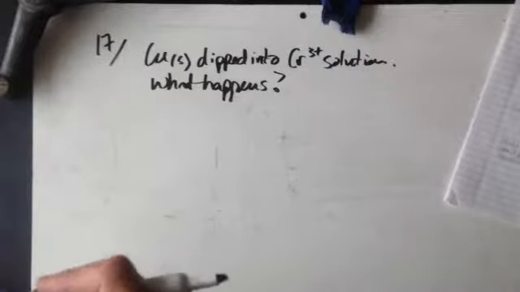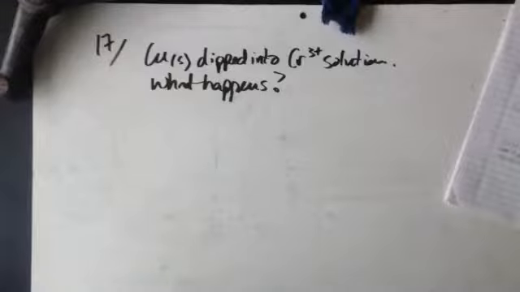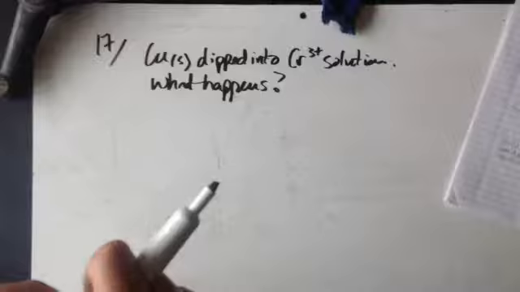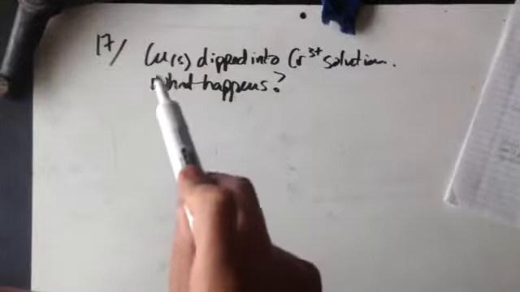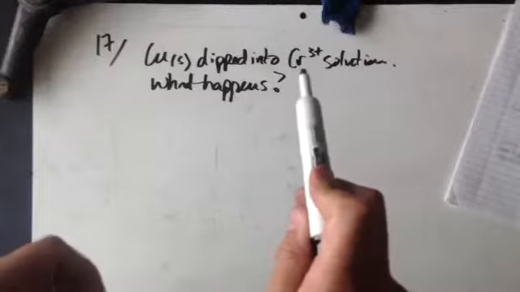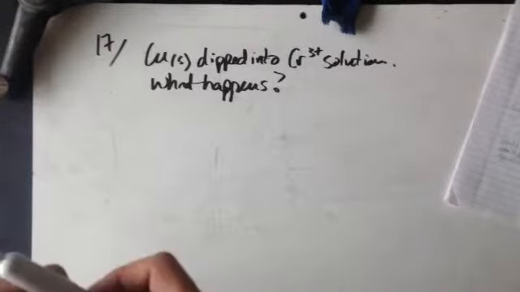Okay, one more example. This time I'm jumping ahead to number 17, and there's a bunch of questions here that involve basically asking questions, what's going to happen? So in this case we have solid copper metal. It's being dipped into a chromium 3+ solution. We want to know if anything's going to happen.